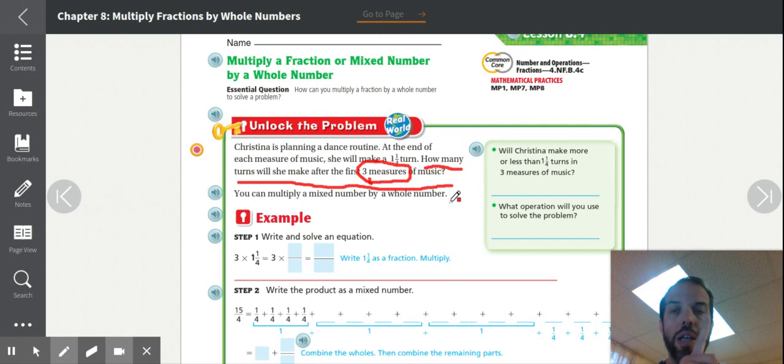All right, so after 3 measures of music, how much is she going to turn? Well, in one turn, it says that she's going to go 1 1/4. So is 1 1/4 a mixed number or is 1 1/4 a fraction? It's a mixed number. So if we're looking at our notes, we're going to have to turn that mixed number into an improper fraction. All right, that's our first thing that we're going to do. So we can use multiplication to solve this equation. So here's the 1 1/4. That's the turn that she does each time, and she's doing it 3 different times. So what we're going to do, it says right here, write 1 1/4 as a fraction, and then we're going to multiply it. So I'm going to do that up here.